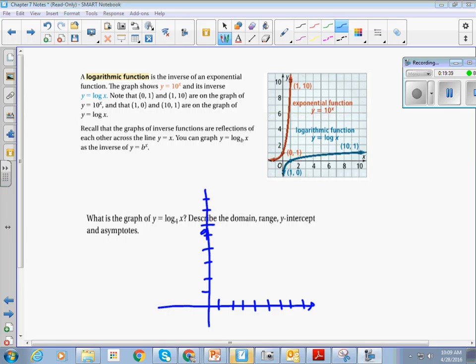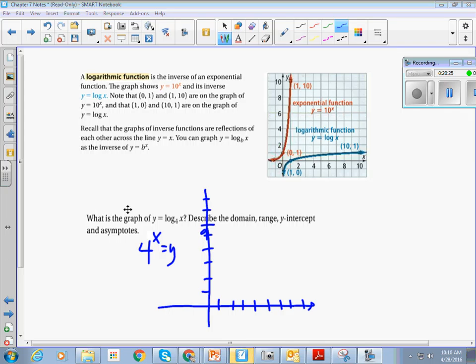Okay, so let's convert this back to its exponential form. Our base is b, our exponent is y. When you convert it back, the x and the y need to switch, because what is an inverse? We switch the x and the y. So that's why this is not going to be 4^y. We're going to graph actually 4^x = y.